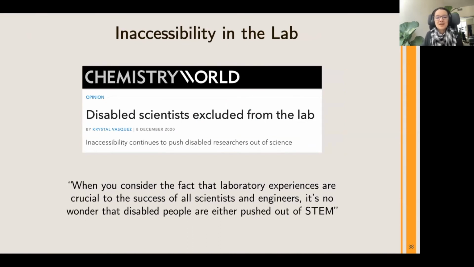So we might not realize it, but we've kind of made STEM and academia into an environment where able-bodiedness is the default. And our labs perfectly reflect this. If you think for a minute, how easy would it be for someone in a wheelchair or someone who is blind to navigate your lab spaces, either teaching labs or research labs?